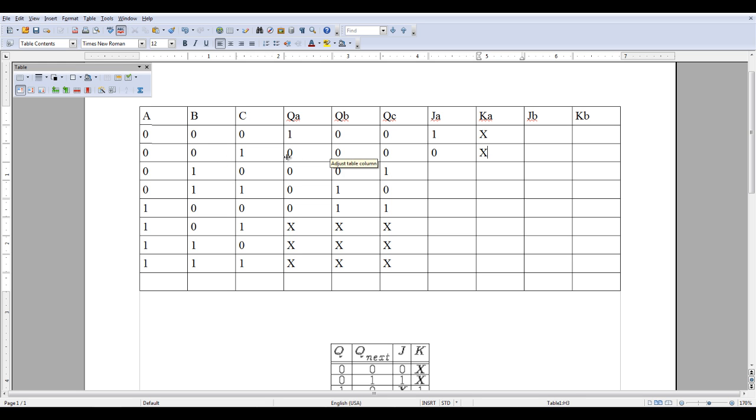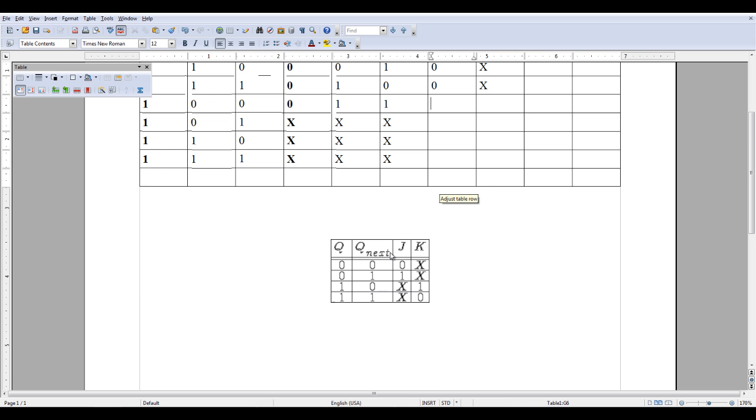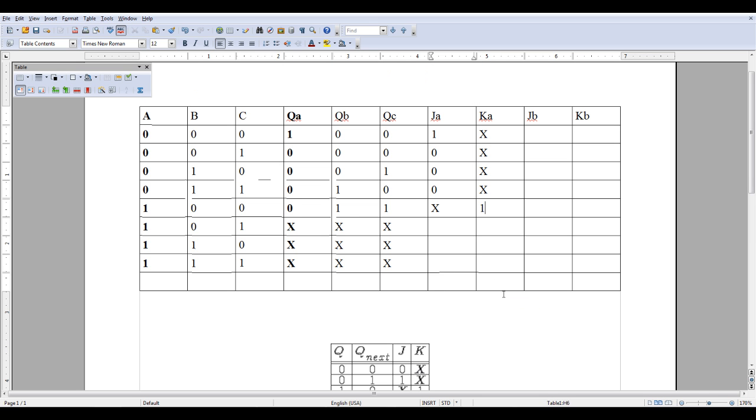Let me just highlight those so I can see them. Then we have 0 to 0, which is 0X, 0X, and 0 to 1, which is 1X. 1 to 0 is X1, and then 1 to 1 is X0. The rest are just going to be X's for all of them. Okay, so let's do these two.